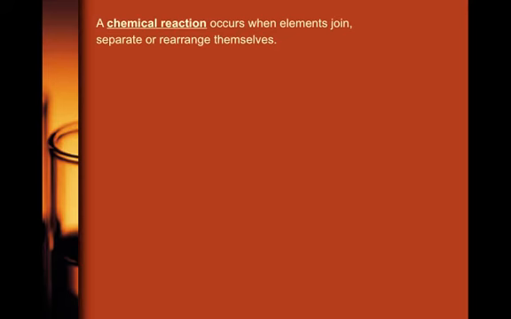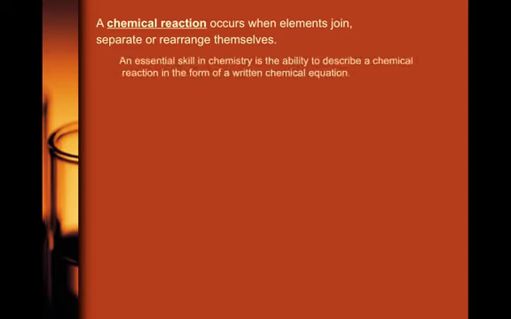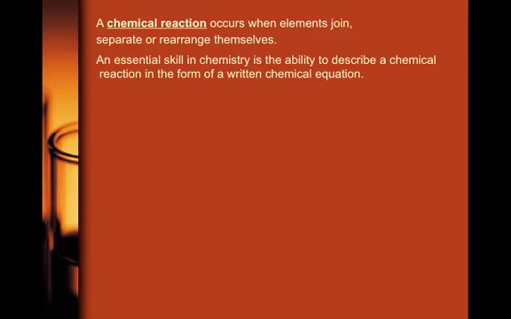time. Chemical reactions occur, here's your definition effectively, when elements join, separate, or rearrange themselves. And to do so, chemical bonds have to be broken and reformed. That breaking and reforming of the chemical bonds, that is the chemical reaction. So anytime these elements join, separate, or rearrange themselves, chemical bonds are being broken and formed, and those are chemical reactions.